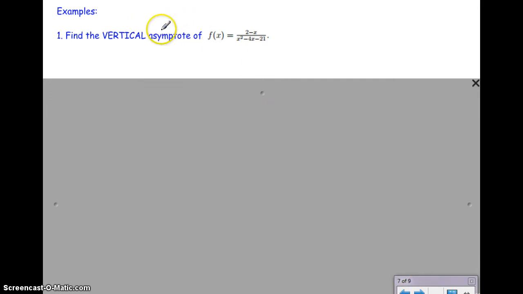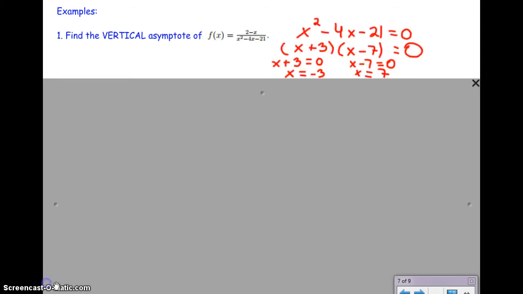So first example, find the vertical asymptote. Remember, this is a rational function because it's a fraction. So if you look back, we found our vertical asymptotes by setting the denominator equal to 0. Go ahead and pause and see if you can find what the vertical asymptotes might be. So if I factor and set my factors equal to 0, this function actually has 2 vertical asymptotes. And I know that because the denominator has an x squared in it. So I know that I'll have 2 vertical asymptotes, not just one. And they happen to be at -3 and 7.